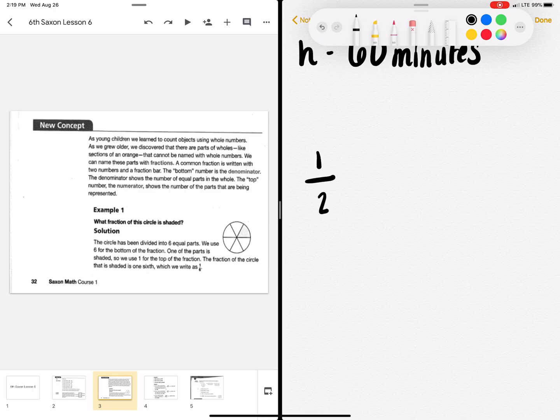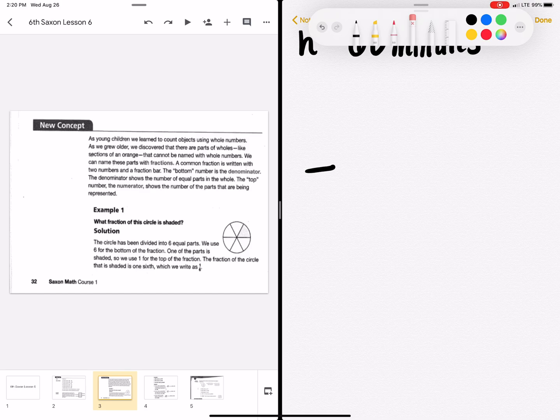What fraction of the circle is shaded? And I apologize, it did not come across very good across Google Classroom, but there is one piece of that circle shaded. So you use 6 for the bottom, the denominator, because there are 6 pieces altogether. Maybe this is an orange, and 6 slices make one whole orange. Now, how many slices are left? That would be the slice that is shaded, and it is 1/6. So the fraction of the circle that is shaded is 1/6.